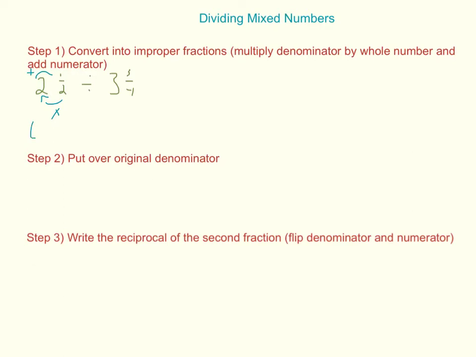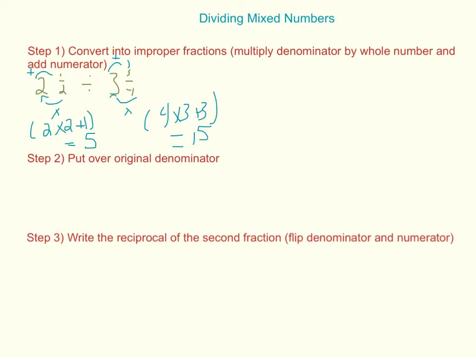So that means we're doing 2 times 2 plus 1, which gives us 5. And here we're doing 3 times 4 plus 3. So 4 times 3 plus 3, which gives us 15. Now we've got step 1 completed.